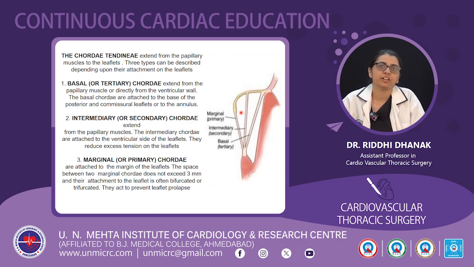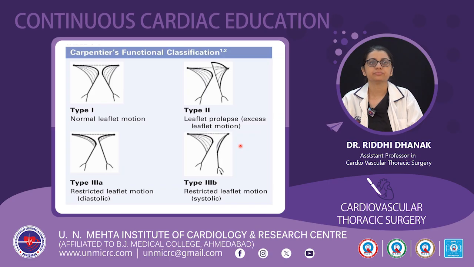The intermediary or the secondary chorda extend from the papillary muscles. The intermediate chorda are attached to the ventricular side of the leaflets between the attachment to the annulus and the margin of the leaflet. They reduce excessive tension on the leaflets. The marginal or the primary chorda are attached to the margin of the leaflets. The space between the marginal chorda does not exceed 3 mm and their attachment to the leaflet is often bifurcated or trifurcated. They act to prevent the leaflet prolapse.